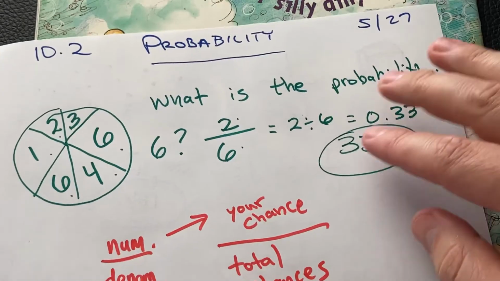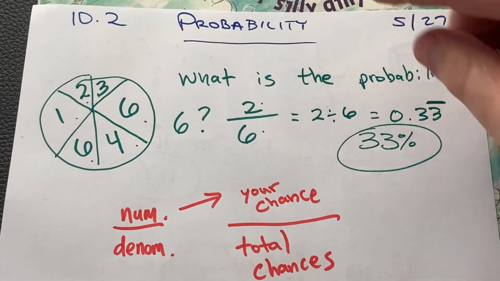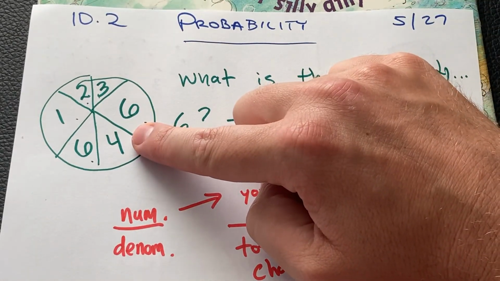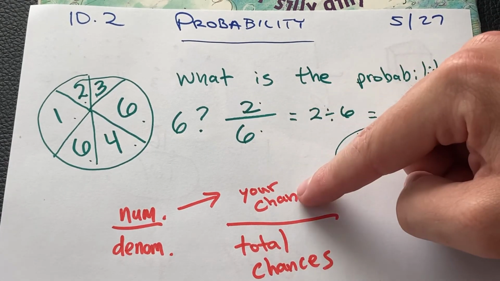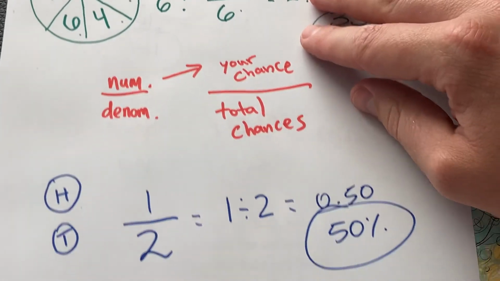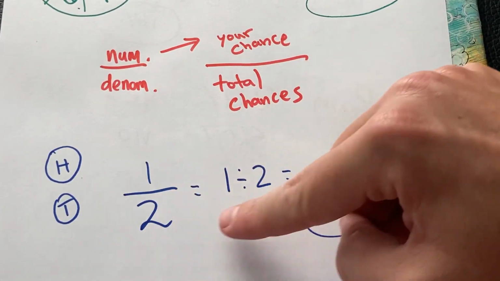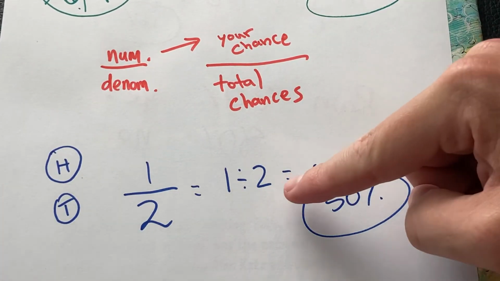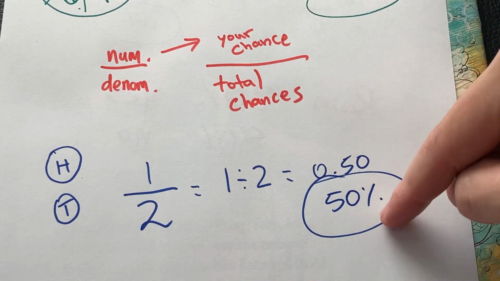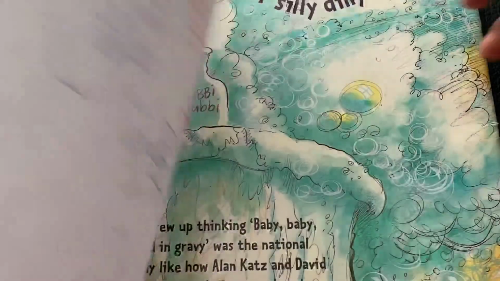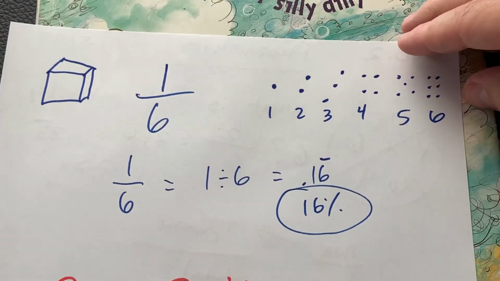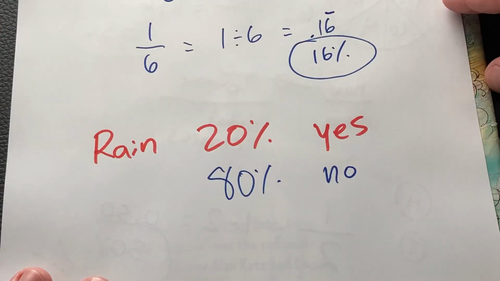Let me summarize this again. Probability is your chance of getting something. On your Google Doc, you're going to have a spinner. The denominator is the total chances. The numerator is your chances. If you want to be a fancy pants, you can convert your fraction to a decimal by dividing, and then you multiply by 100 to get your percentage. For my thing, just a fraction is good enough. We can also use it with a dice. We also use probability with weather.